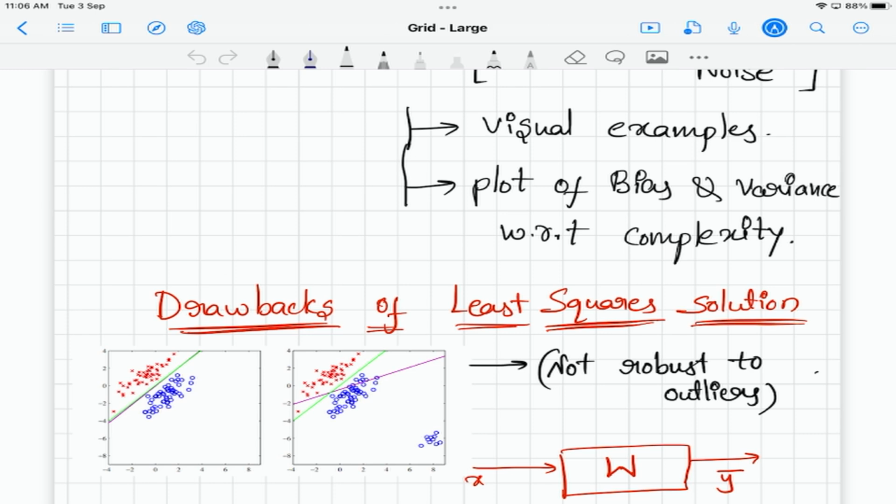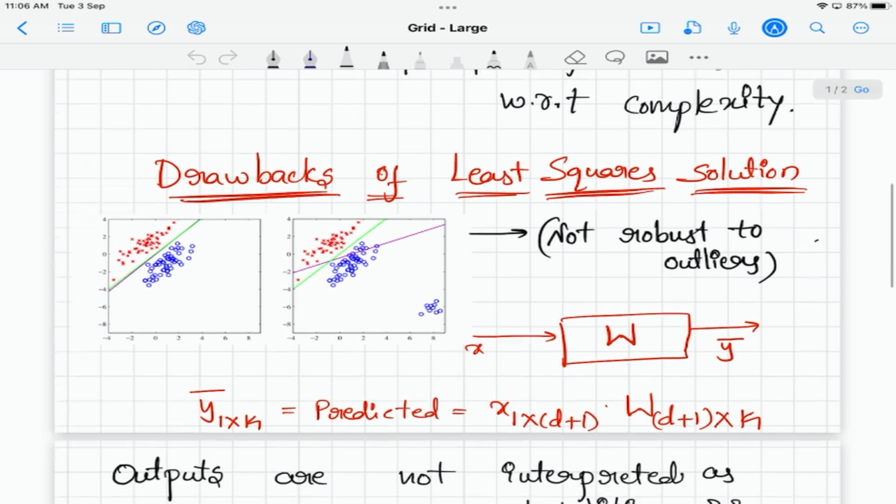Test error versus complexity and training error versus complexity. So in the bias variance trade-off, instead of depending on your training error and testing error, you are computing two more different terms. In a way, they are similar to your training and testing error. So those terms are your bias and variance, and we have seen how they vary with respect to your complexity. Okay, so till now we have done this.